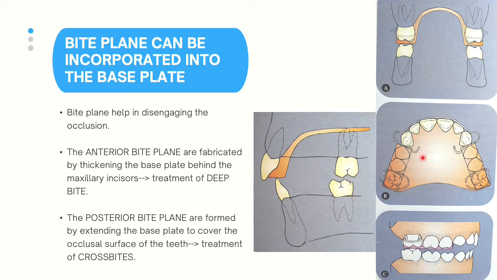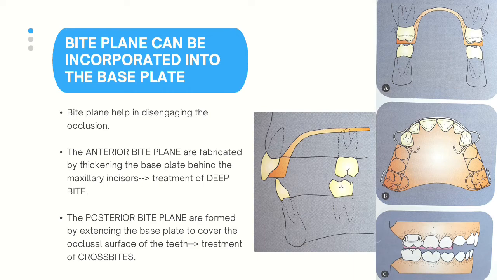For the posterior bite plane, as shown in this photo, it is formed by extending the base plate to cover the occlusal surfaces of the teeth. In this case, it is usually used in the treatment of crossbite, where we will expand the arch so that we can treat the crossbite.